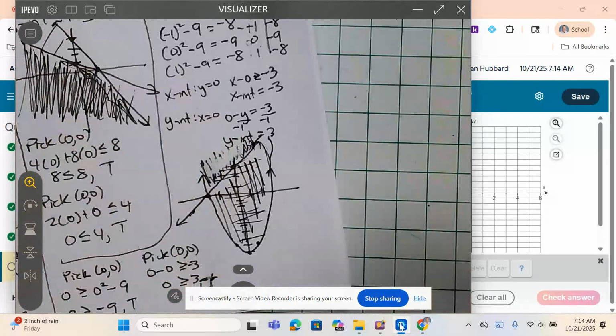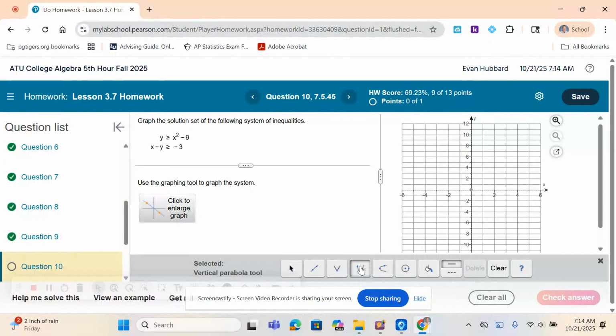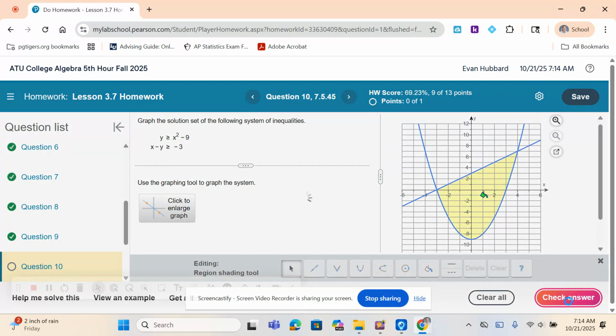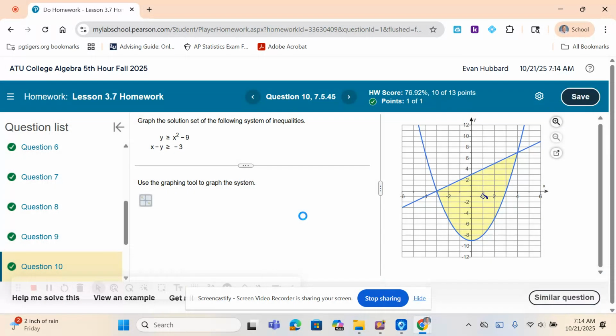Okay. So I'm going to click parabola. I'll pick 0, -9, 1, -8. That one's solid. And then the other one, I'm going to do a line. An x-intercept of -3, a y-intercept of 3. And the fill will be in between them.